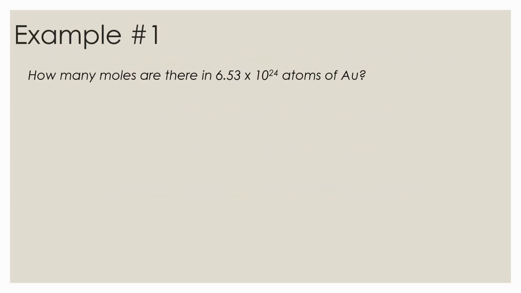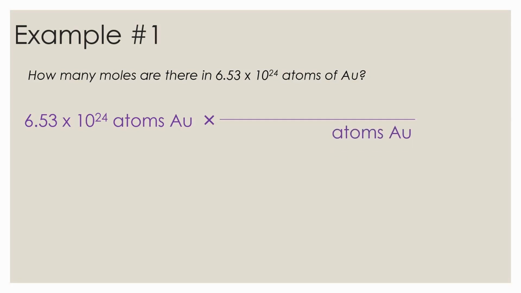So number 1, how many moles are there in 6.53 times 10 to the 24th atoms of gold? AU is the atomic symbol for gold. So we're going to follow our same steps as always. Step number 1, start with what you know. 6.53 times 10 to the 24th atoms of gold. Step 2, times a fraction. Step 3, what goes up, atoms of gold, must come down.